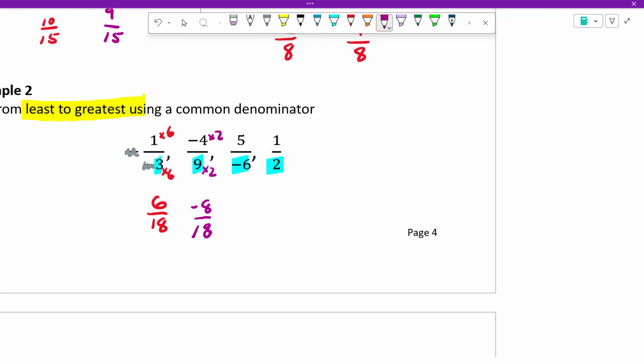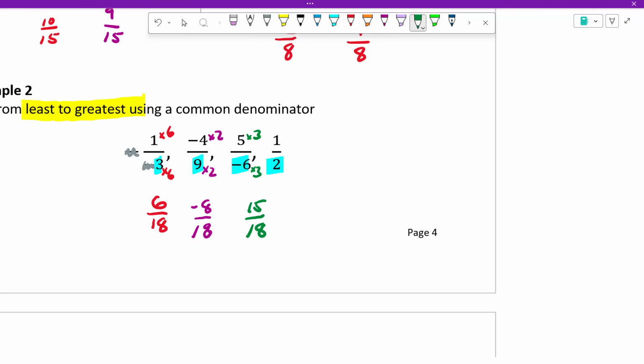That's fine. Right? To turn 6 into 18, we have to times it by 3. So the top gets times by 3. Right? And you got 15 over 18. 5 times 3 is 15. 6 times 3 is 18.